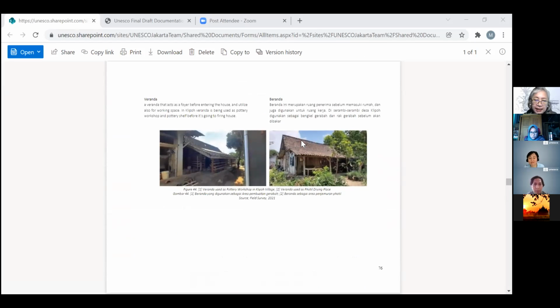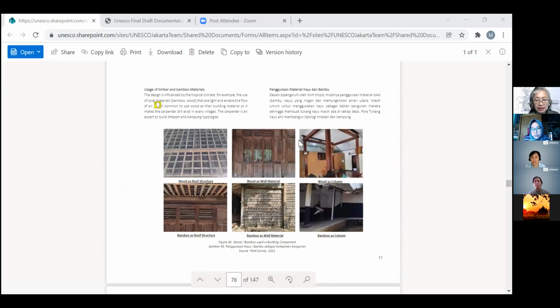Yeah, for instance, like the interior, the ones that you showed us on page 77, we can usually say wood as a column. So this is also a type of interior that we can explain more in this case, because many of the houses also use this kind of wooden column.